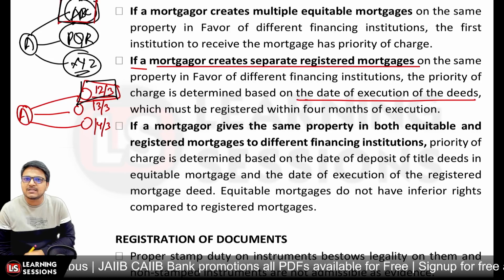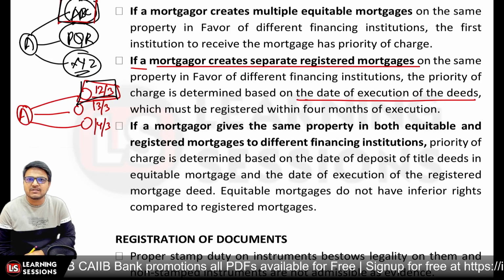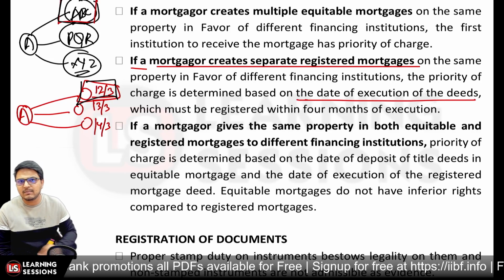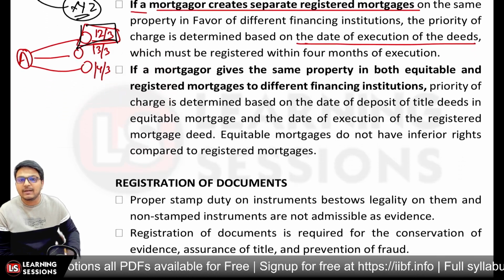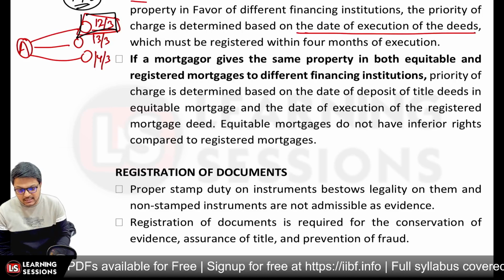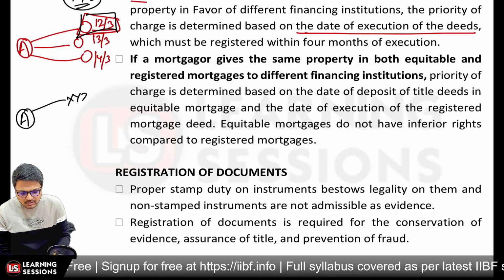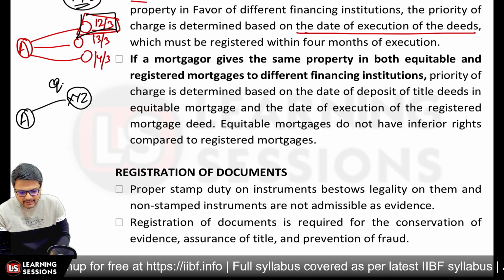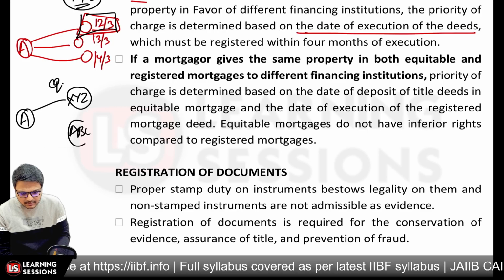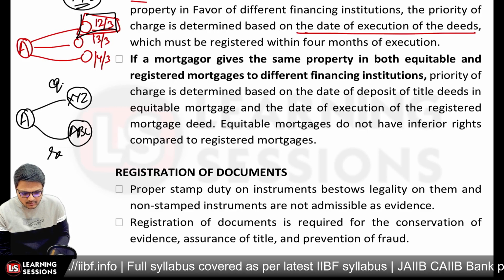Okay. Now the third scenario is related to when a mortgagor gives the same property in both an equitable and a registered mortgage. Let me clear one thing up. Let's say person A created an equitable mortgage with XYZ institution, and with ABC institution he created the registered mortgage.